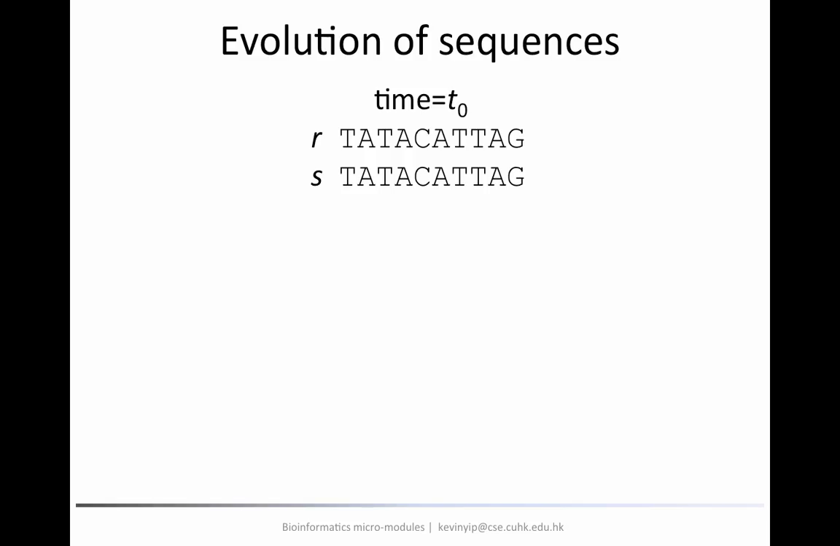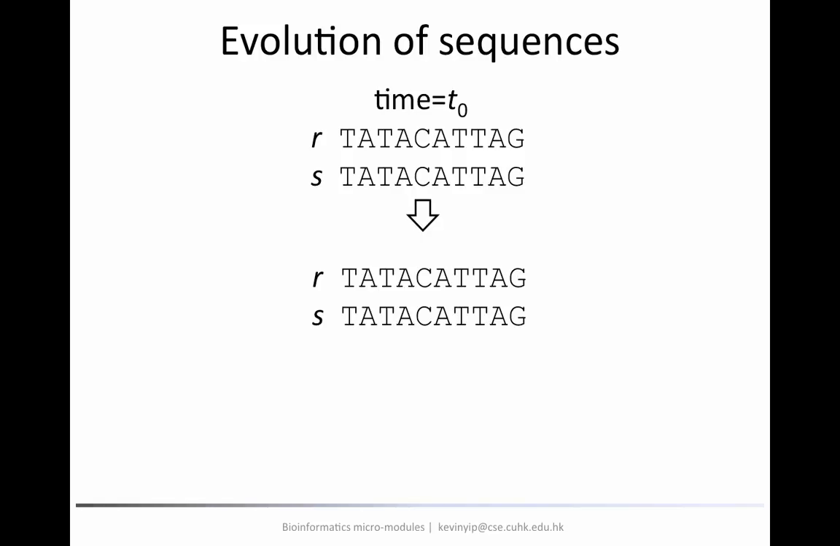When we study sequences, one important concept is the evolution of sequences due to mutations. For example, suppose that in the past, at the time that we call time t0, there are 2 copies of a sequence, which we call R and S. They are identical at that time. As time went by, some mutations happened. For example, some of the nucleotides were replaced by other nucleotides. There were some insertions, and there were some deletions.